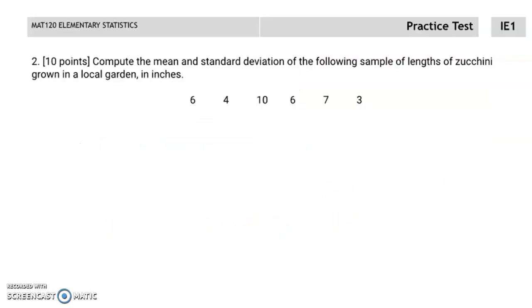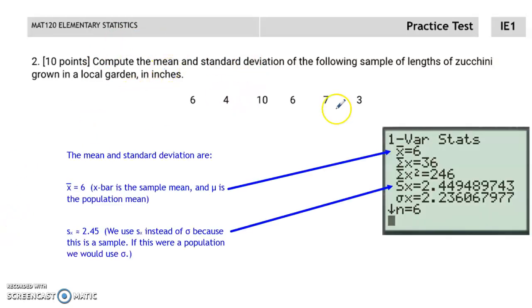All right, for the next question, which is question number 2, it's the mean and standard deviation of zucchini grown in a local garden in inches. You were asked to compute the mean and standard deviation. Pause the video, try this out, see if you get it right. All right, this was another trip to the calculator for 1-Var Stats.